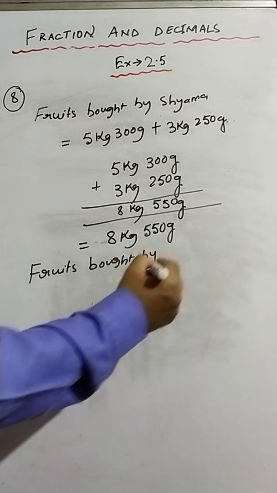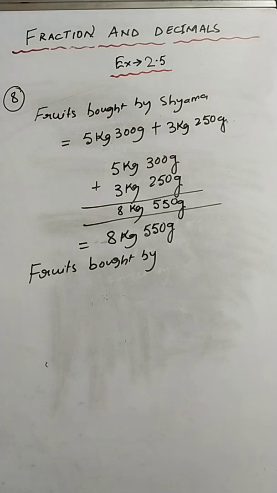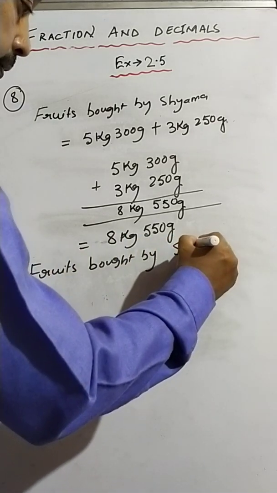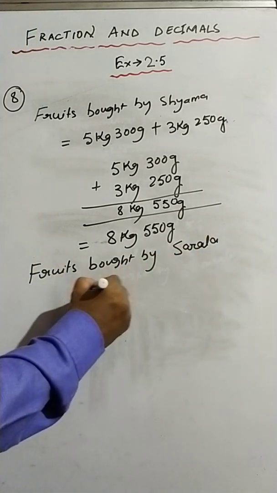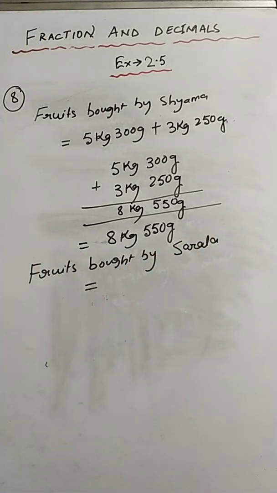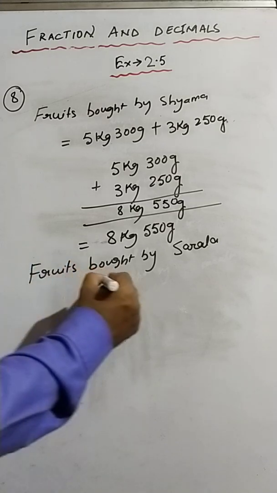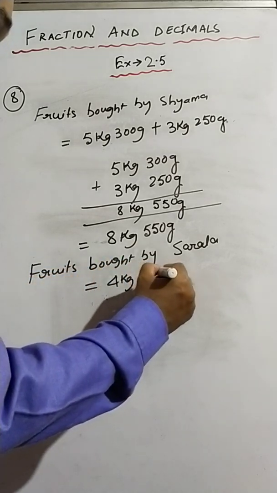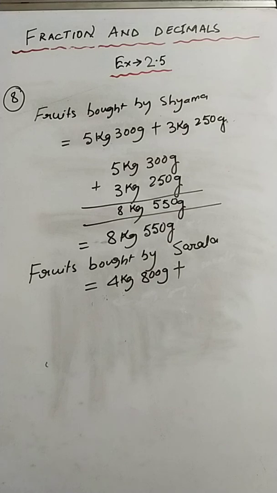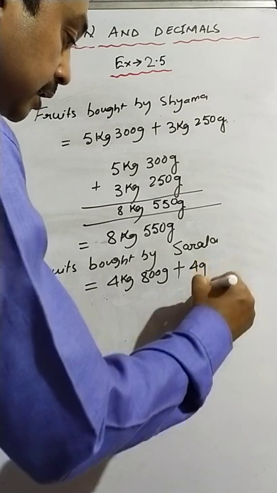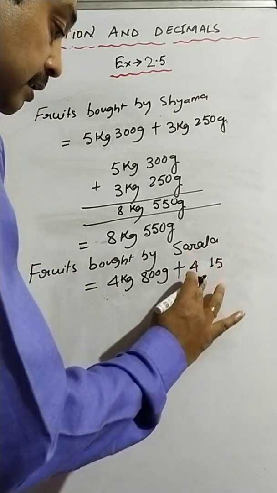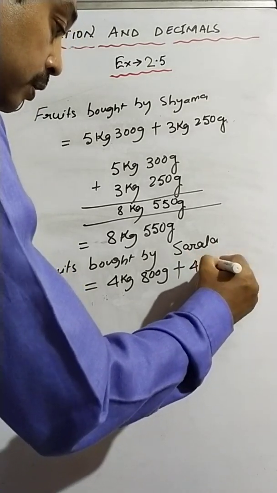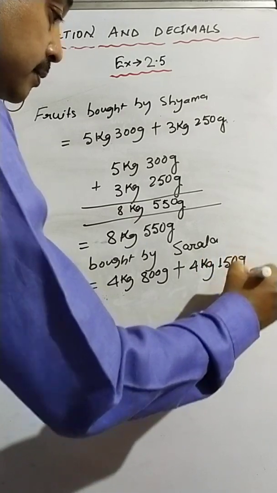Now the next part is fruits bought by, what is the name? Sarala, I guess. Okay, Sarala. So that would be what? 4 kg 800 grams of oranges. She bought oranges. So 4 kg 800 grams of oranges and 4 kg 150 grams of banana.